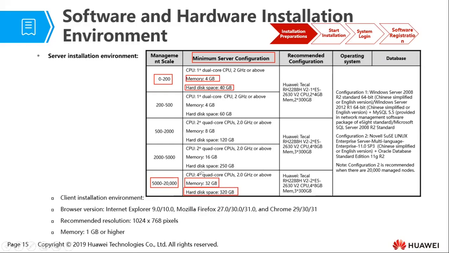Then also for the CPU, is it a quad-core CPU, 2 gigahertz or above? At least four quad-core CPUs. So you see, with the minimum here, you just need a single CPU. It should be at least dual-core, and 2 gigahertz and above.